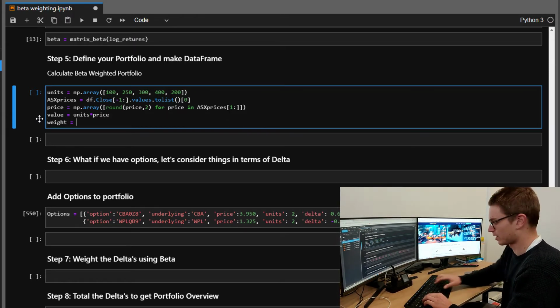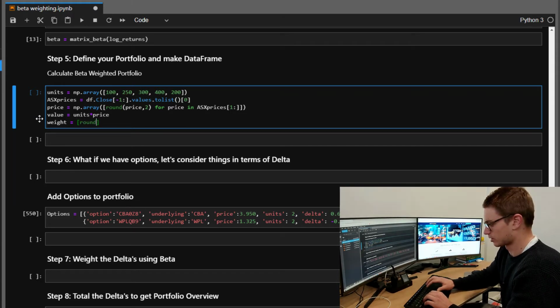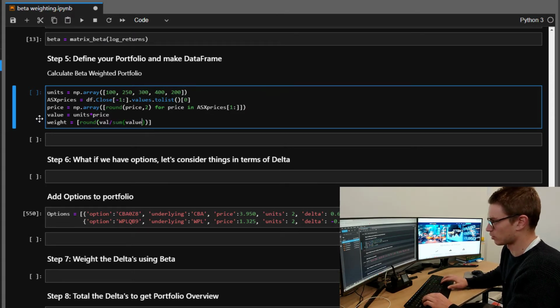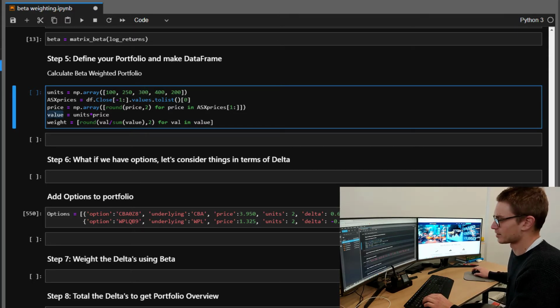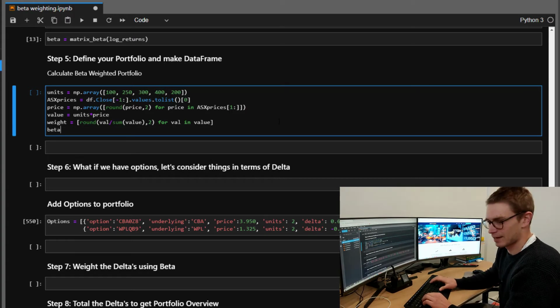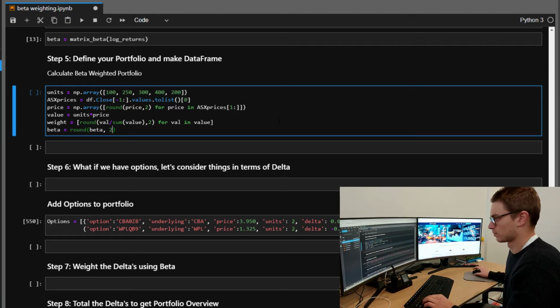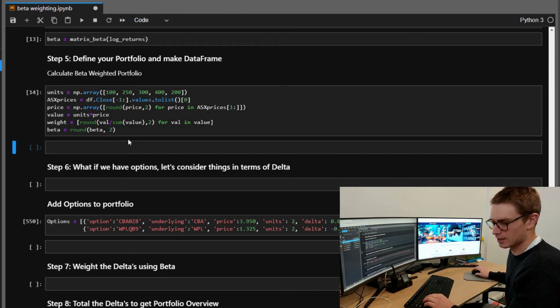Cool. Next part is we're going to get the weight. So the weights are predefined, I guess. So we've got round value divided by the sum of value, rounded by 2 for val in value. So I'm just taking this whole list of value for the units times the price of each individual stock, and I'm getting the percentage value compared to the whole portfolio. Hopefully that makes sense. Then I've got beta, which I'm just going to round from above. Excellent. So we can enter that.